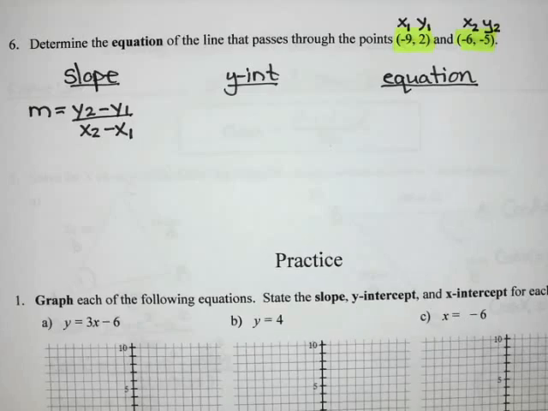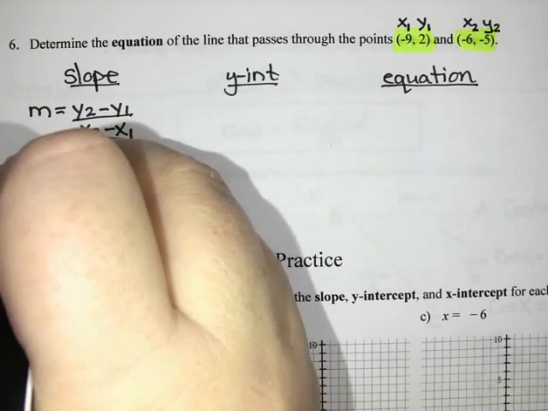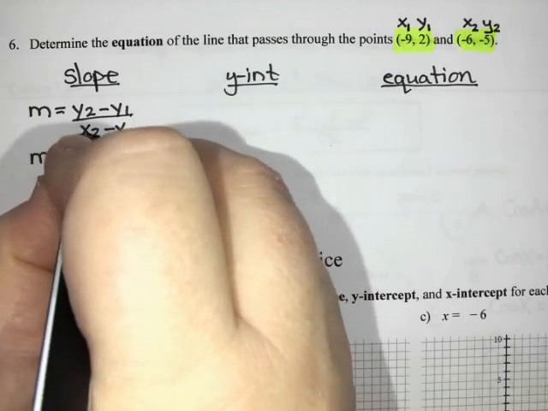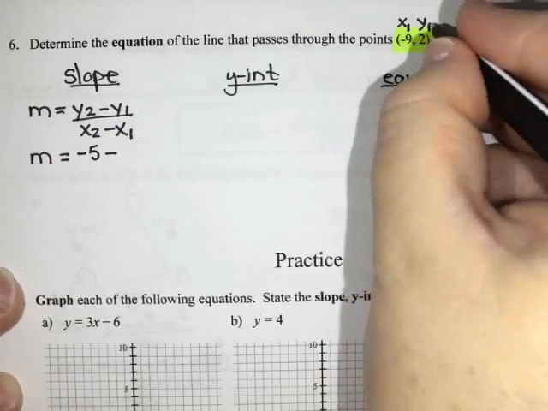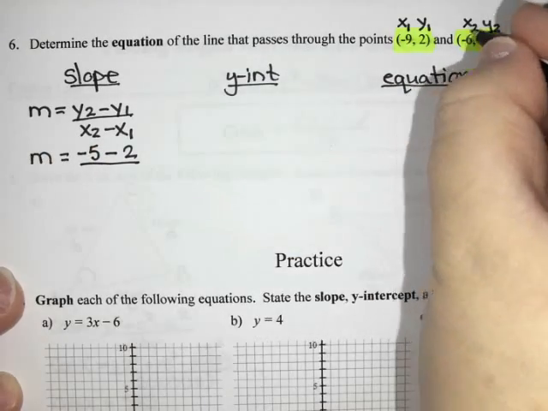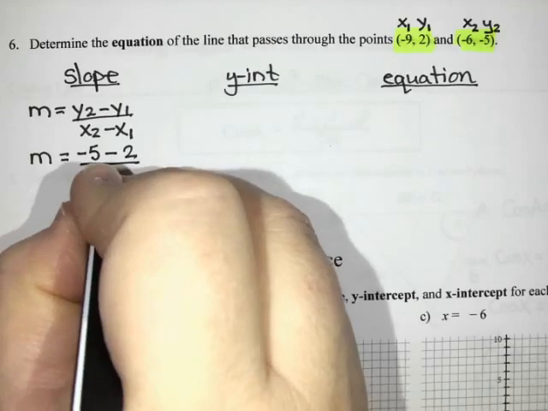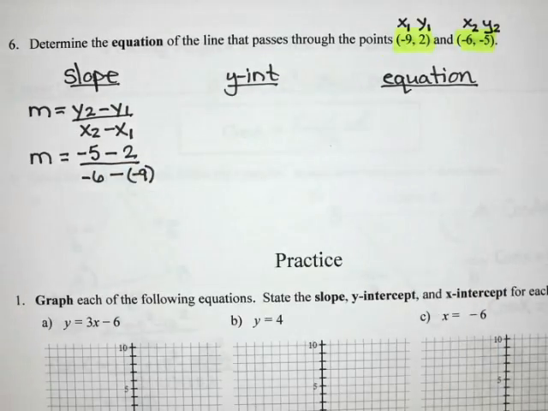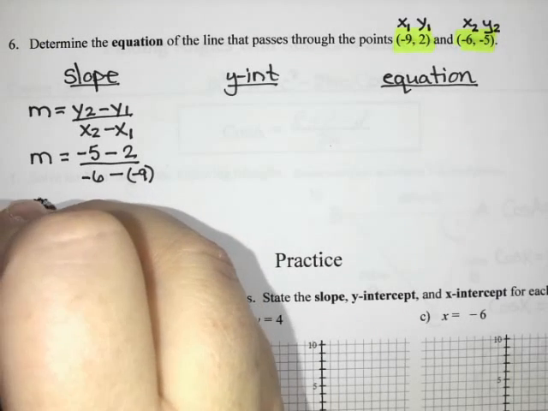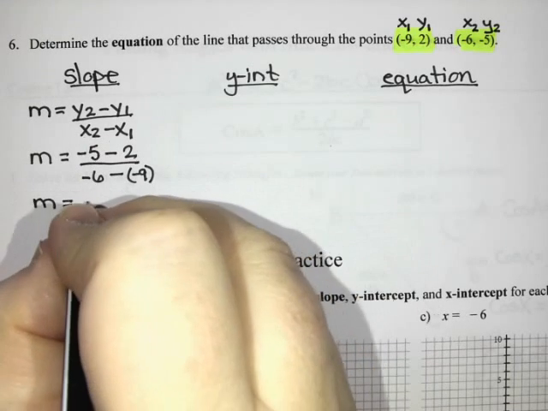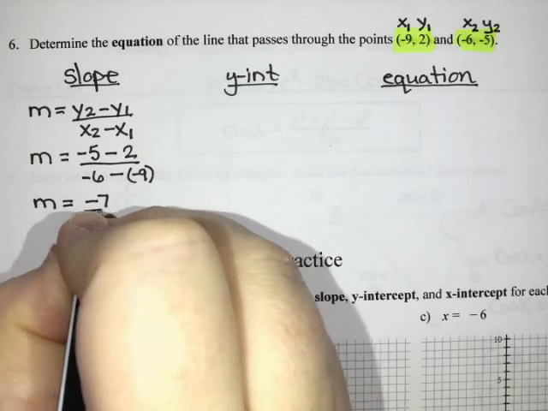It doesn't really matter. So my slope is y2, -5, minus y1, that's a 2, divided by x2, that's -6, take away x1, that's -9. Okay, so -5 minus 2, use a calculator if you need to, but it is -7.